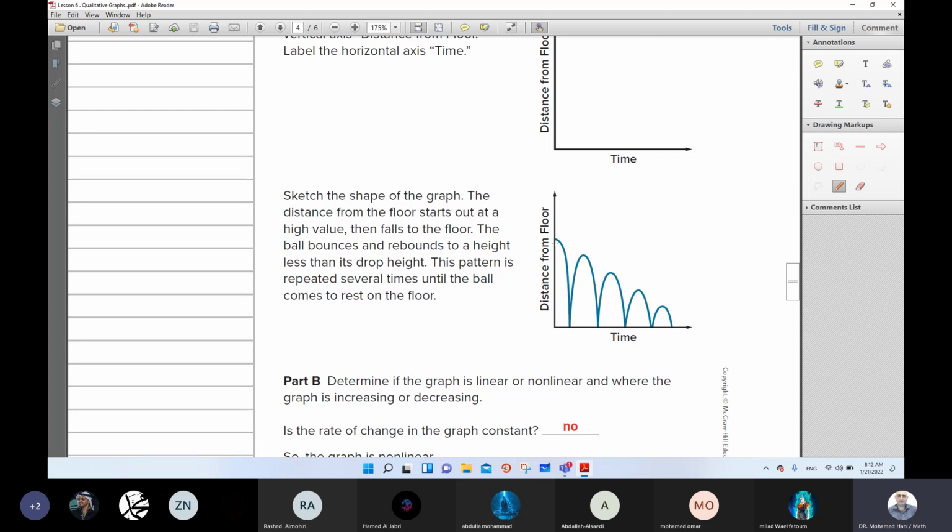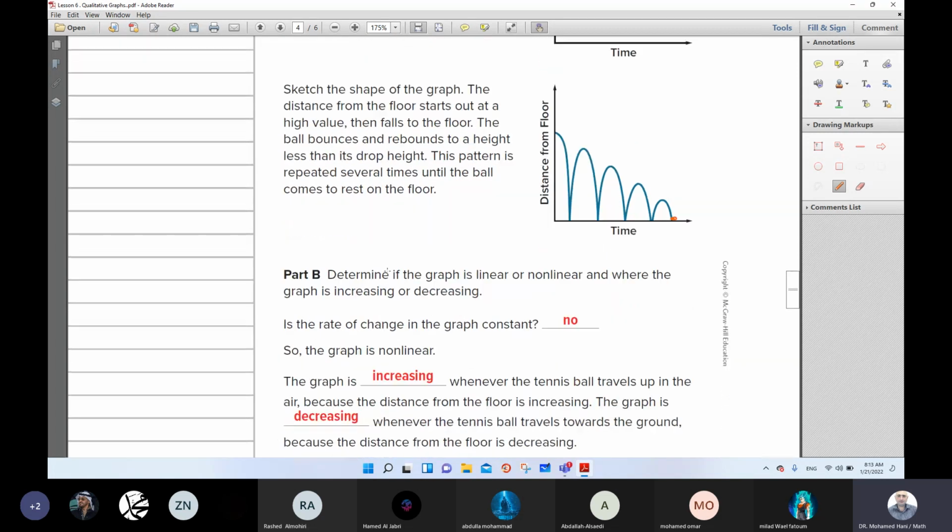As you see, the ball starts from here and goes to the ground, to the floor. As you see here, we have decreasing, but this is not linear in change rate. To this point, then it goes up. So it means we have decreasing and change it to this point, then decreasing to this point, increasing, decreasing, increasing, decreasing, then increasing, then decreasing to the last point here on the floor.